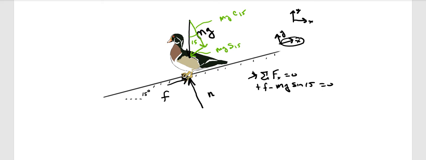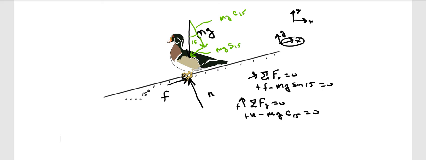All right, next equation, the sum of all forces in the y direction also equals 0. Mr. Duck is not accelerating. We're going to call up and left the positive y direction. The normal is in that direction, and this component right here, the mg cosine 15, is also in that direction. So we're going to have plus N and then minus mg cosine of 15 degrees equals 0. So again, there's an example of drawing a free body diagram for a two-dimensional problem and writing the Newton's second law equations for it.